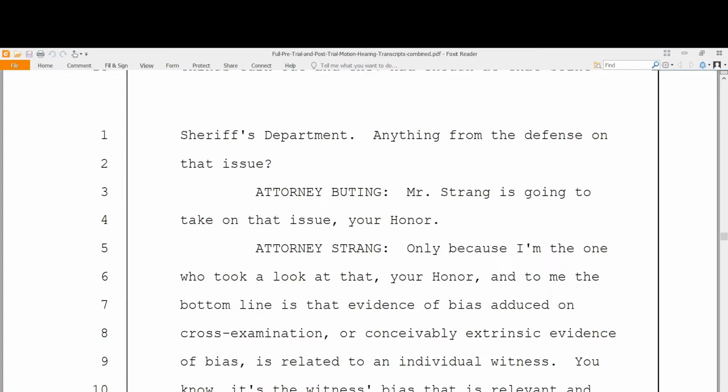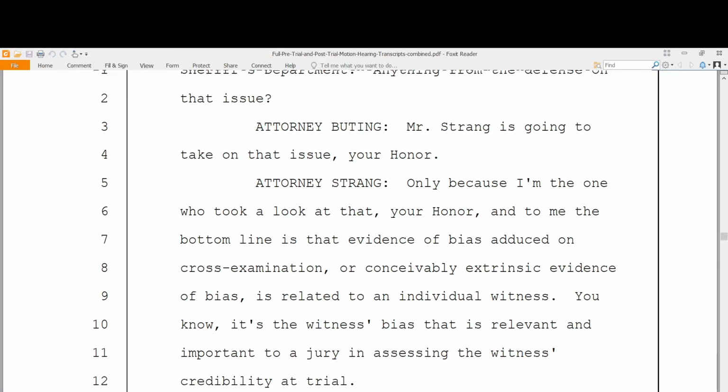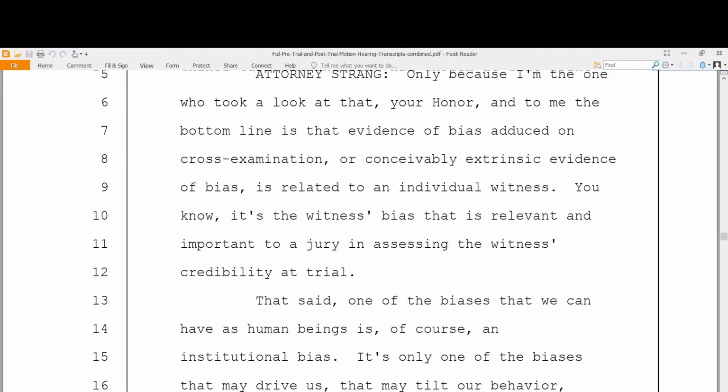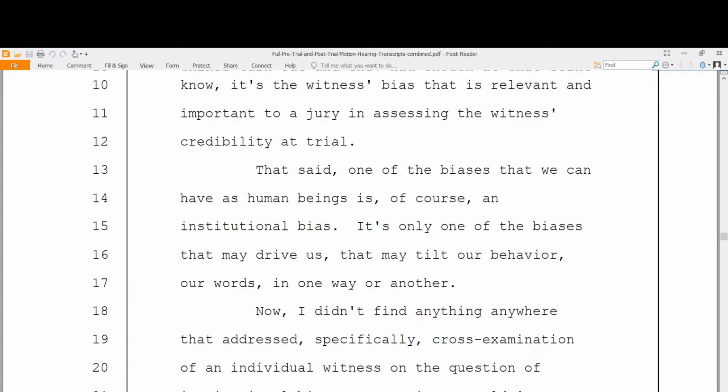Attorney Buting: Mr. Strang is going to take that issue, Your Honor. Attorney Strang: Only because I'm the one who took a look at that, Your Honor. To me, the bottom line is that the evidence of bias adduced on cross-examination, or conceivably extrinsic evidence of bias, is related to an individual witness. It's the witness's bias that is relevant and important to a jury in assessing credibility at trial. That said, one of the biases that we can have as human beings is, of course, an institutional bias.